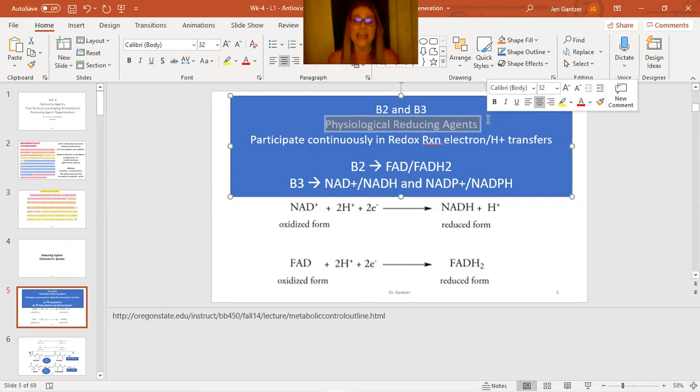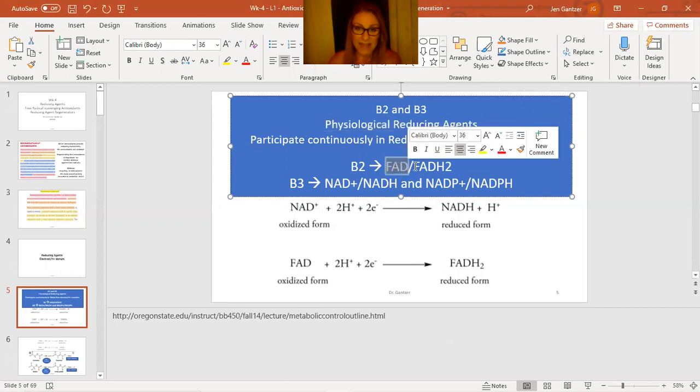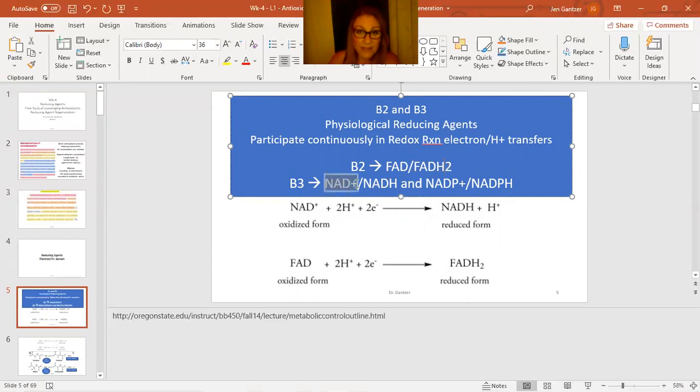B2 and B3, in their forms, FAD is oxidized, FADH2 has gained the hydrogens and is reduced. In our niacin derivatives, NAD plus does not have the hydrogen, that's oxidized, and it gets reduced. The reduced has gained the hydrogen, and that's now the reducing equivalent, the reducing agent, NADH. Now, the niacin derivative NADP and NADPH is similar. However, we're going to see that NADPH is going to be a very vital reducing agent in our solo antioxidant regenerating system. So we'll put a heavy focus on that going forward.